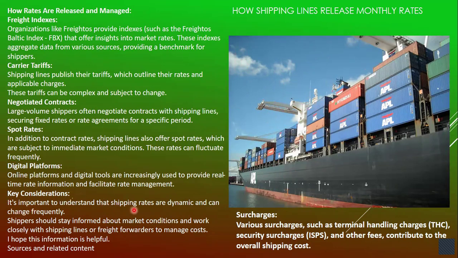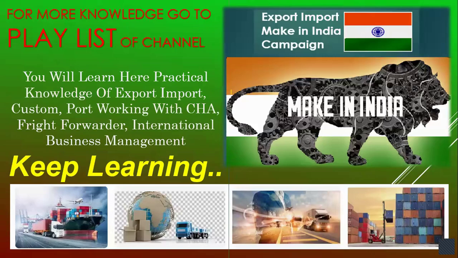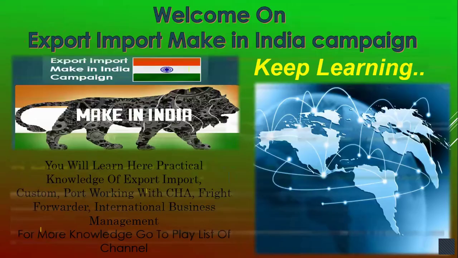It is important to understand that shipping line rates can change dynamically and frequently. We all know the rate differs for a reason. It may be the exchange rate, it may be demand and supply, it may be high costs in peak season, so it can change frequently. So shippers should stay informed about market conditions and work closely with the shipping line and freight forwarder to manage these costs. I hope this is a very important session for you. Any exporter and importer must know these factors which influence the monthly charges released by the shipping line.